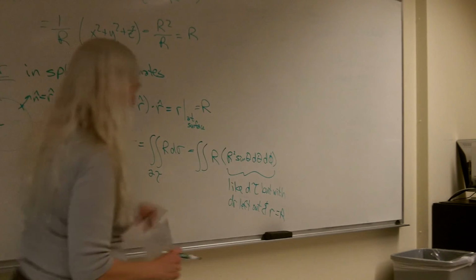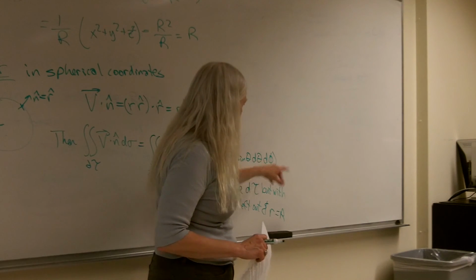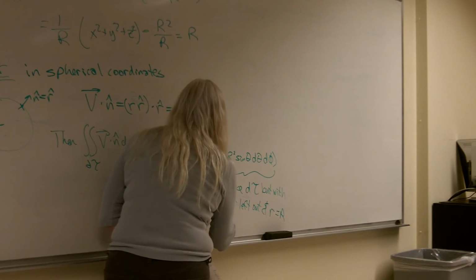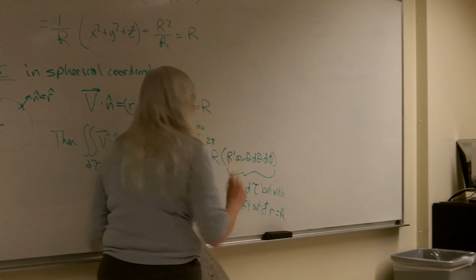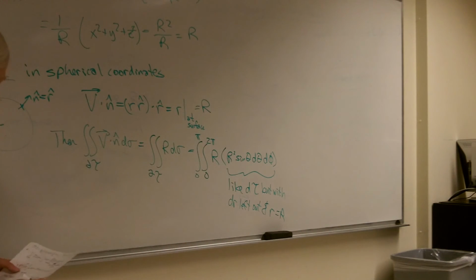Okay, and now I'm integrating over theta and phi, so my limits again go from 0 to 2 pi on the phi integral and 0 to pi on the theta integral. Okay?